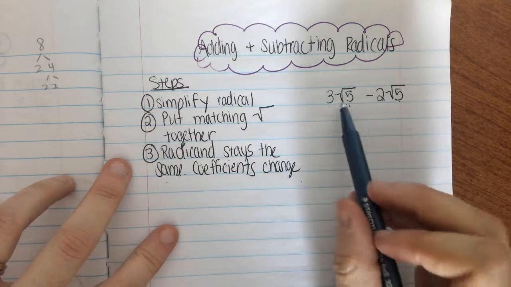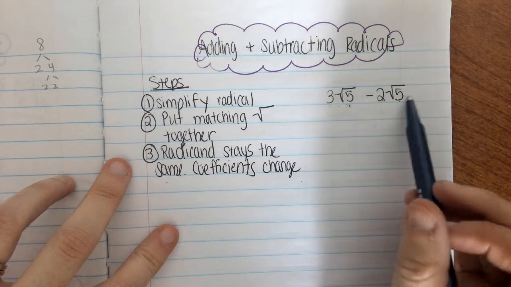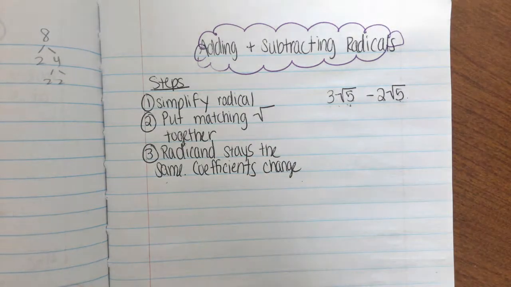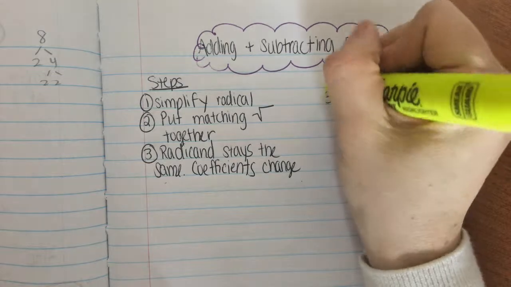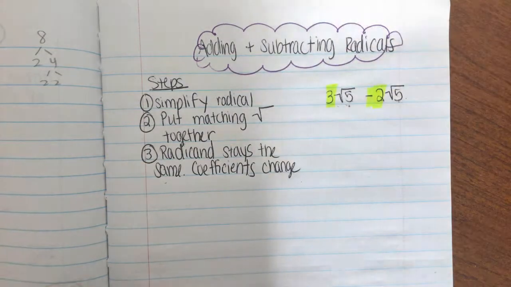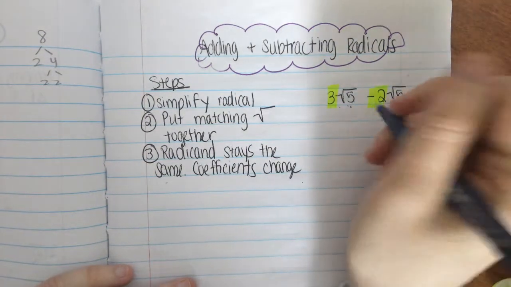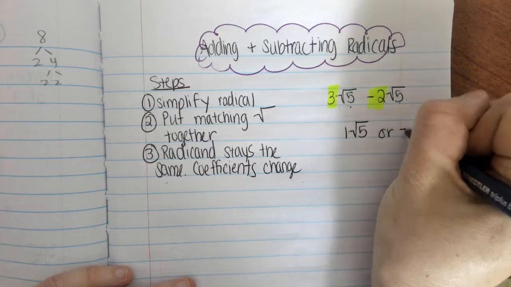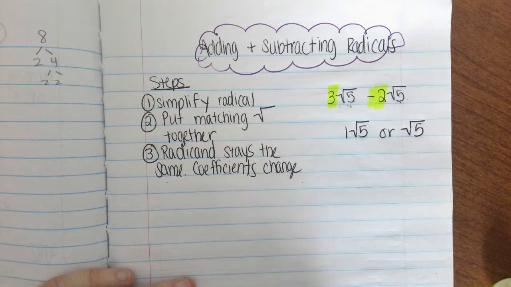So when you put these together, the radicand, the 5 that's underneath the radical, stays the same, and we just go ahead and put the 3 and the negative 2 together. So this would just be 1 square root of 5, or you could just write that as square root of 5.